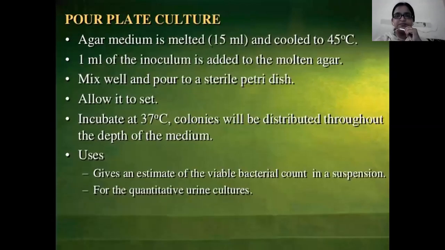And pour plate culture, here we will take 1 ml of inoculum and add it to the molten agar. Like here we are adding the inoculum into the medium before pouring into the plate. Okay, we have to cool it to 45 degrees centigrade, and then we add the inoculum, and we have to mix it, and then we have to pour it in a plate. And after setting, we can incubate the plates at 37 degrees centigrade, and it gives surface and subsurface colonies. Okay, and with this method we can estimate the viable count of the bacteria.